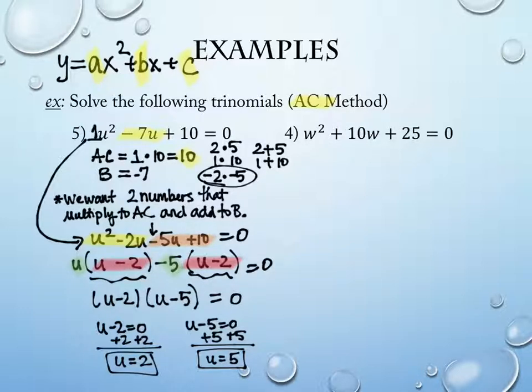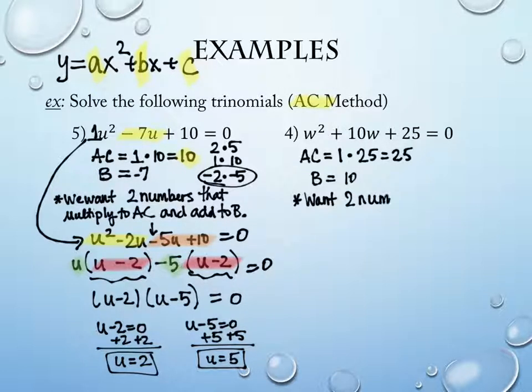Okay, we're going to do the AC method again. I have w squared plus 10w plus 25. So the first thing I'm going to do is I'm going to write down AC. What is A in this problem? 1. And in all the problems you do today, it's going to be 1. In the next lesson, they're not always going to be that way. What is C? 25. So this is 25. What is the B value? It's 10.